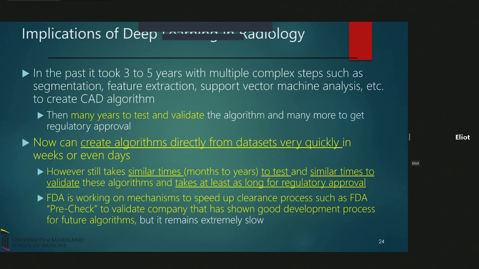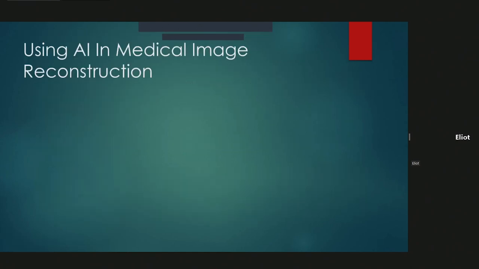And so what we're finding is that there's still a relative bottleneck with regard to the tens of thousands of algorithms that have been created for AI, and the still relatively small number of algorithms that are available commercially, and the relatively small number that have been approved or cleared by the FDA. So let's talk a little bit about AI and medical image reconstruction.